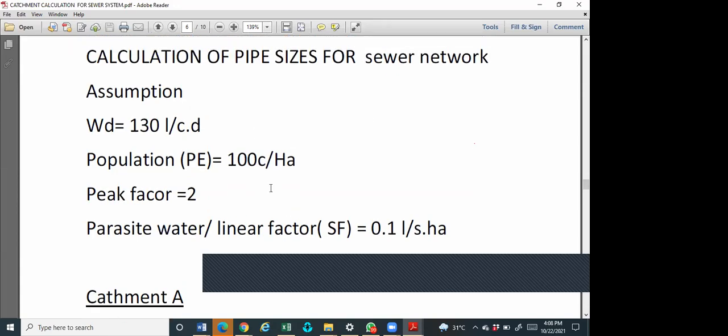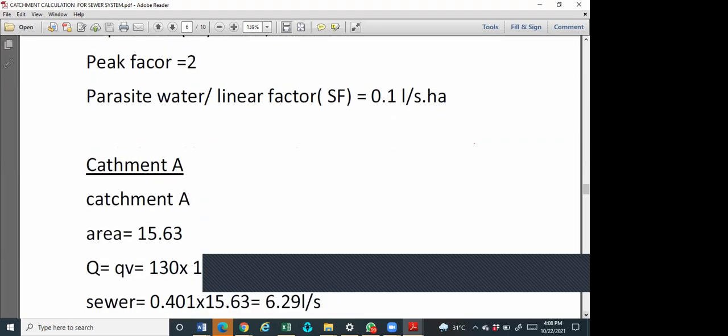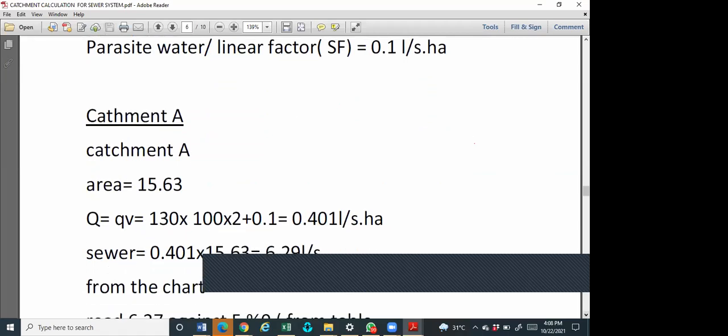130, 100 capital per hectare. Peak factor is 2. Infiltration water is 0.1 for every hectare. So for catchment A, what is the area of catchment A? Catchment A is 15.63. Therefore, the discharge that catchment A is contributing becomes 130 units for one person times 100, which is the population equivalent, times 2, which is the safety factor, then plus 0.1, which is the infiltration water. The answer will now give you 0.401 liters per second per hectare.